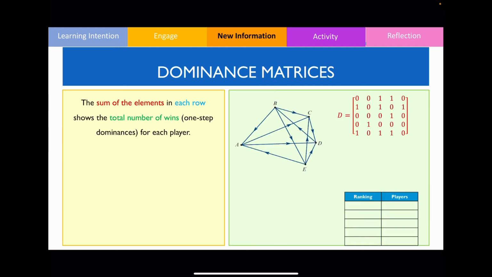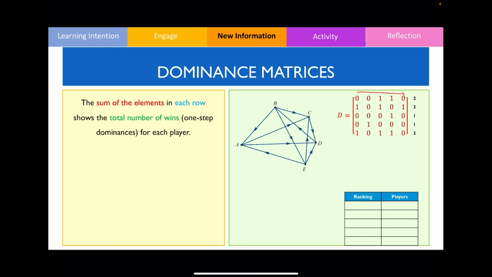When we find the sum or the total of the elements in each row, this will tell us the total number of wins or the dominance scores for each player. So what I'm going to do now is add up all these values over here in each row, and this is going to tell us our dominance scores, or the total number of wins for that respective player. In this case, it's going to be a bit hard for us to rank these individuals. As you can see, there are two individuals who have a score of 3 and two individuals have a score of 1. So what we're going to need to do now is construct our two-step dominance matrix.